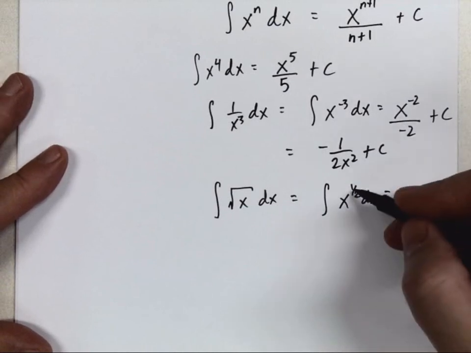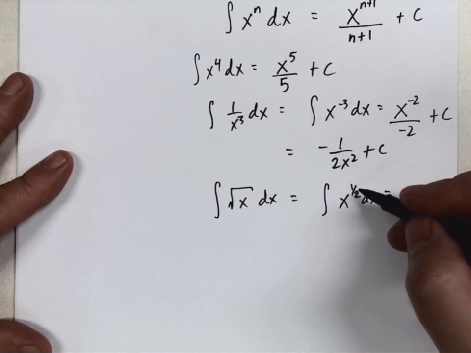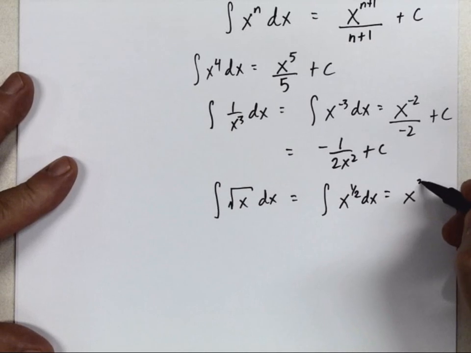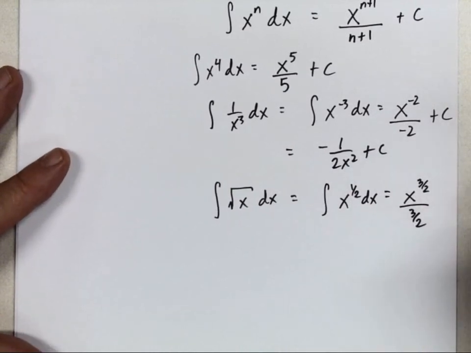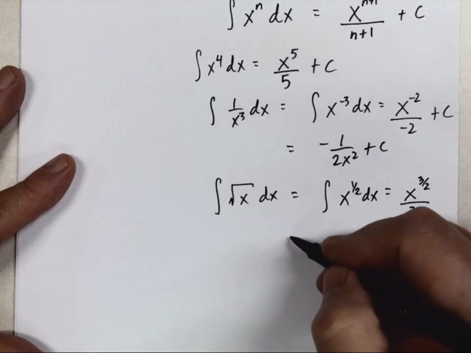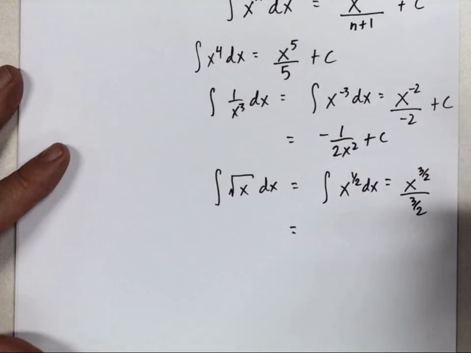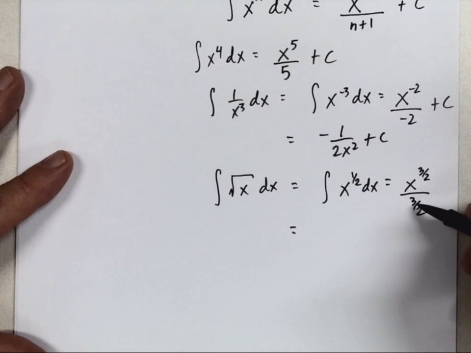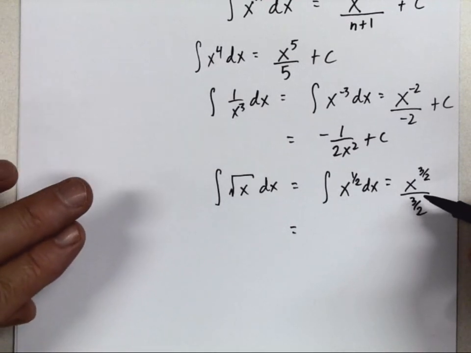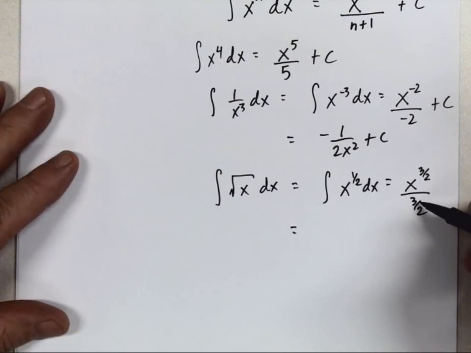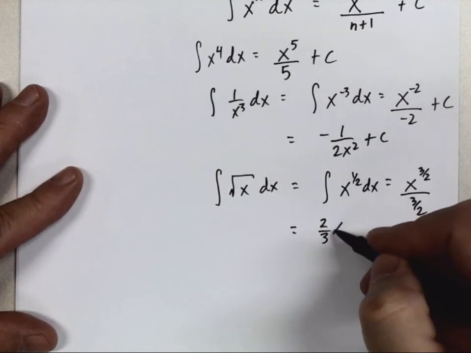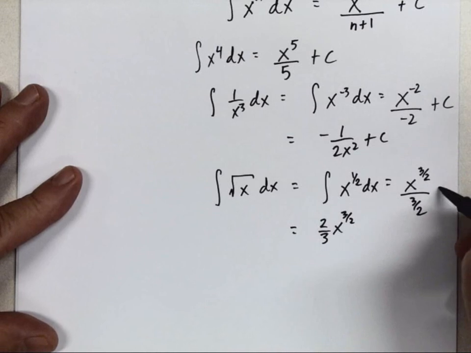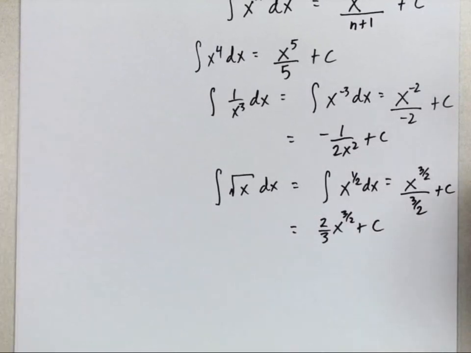Here's my original exponent. I'm going to add 1 to it. 1 plus 1/2 is 3/2. And then in the bottom, I put my new exponent. Hopefully you all remember how to handle these complex fractions. One rule of thumb is, whatever the fraction is in the bottom, if you flip it, then you can move it to the top, right? So if I flip 3/2, it's 2/3, and it gets moved to the top. See, I forgot the constant right here. And there you go.